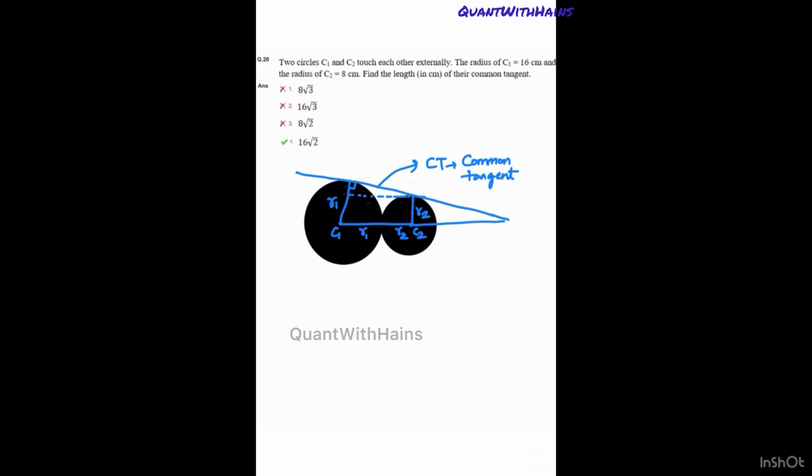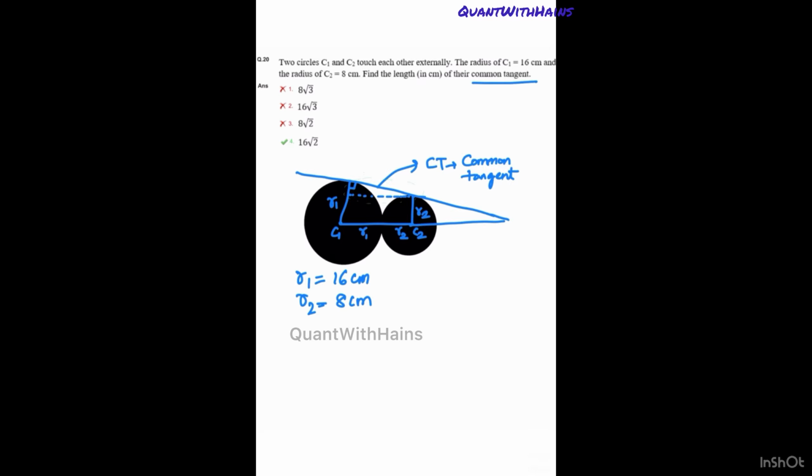Now let us understand the 20th question of SSC CGL. Here two circles C1 and C2 touch each other externally. This is the circle C1, the bigger circle with radius R1, and the smaller circle with radius R2. The radius of C1, R1, is given as 16 centimeters. The radius of C2, the smaller circle, is 8 centimeters.